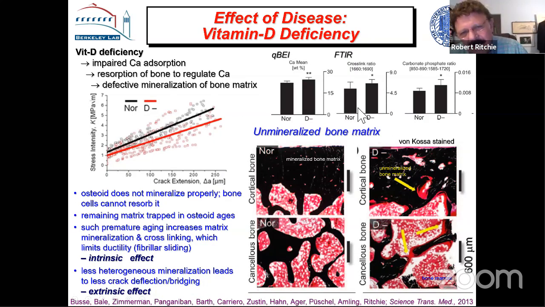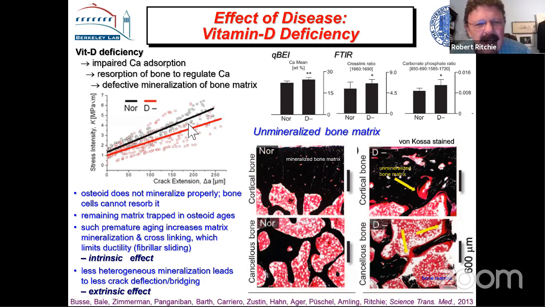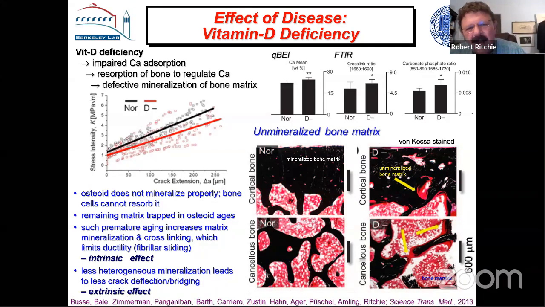Another one here, this is vitamin D deficiency. If we look at the difference between a bone that is deficient in vitamin D versus one that isn't, this was taken from biopsies. This is the R curves here. There's a lot of data and it's difficult to look at it, but there is a reduction in the toughness associated with the vitamin D deficient bone. And one of the things that this does is it impairs the calcium absorption. You get unmineralized bone matrix, which is not able to mineralize properly, and it gets trapped basically as the bone develops.